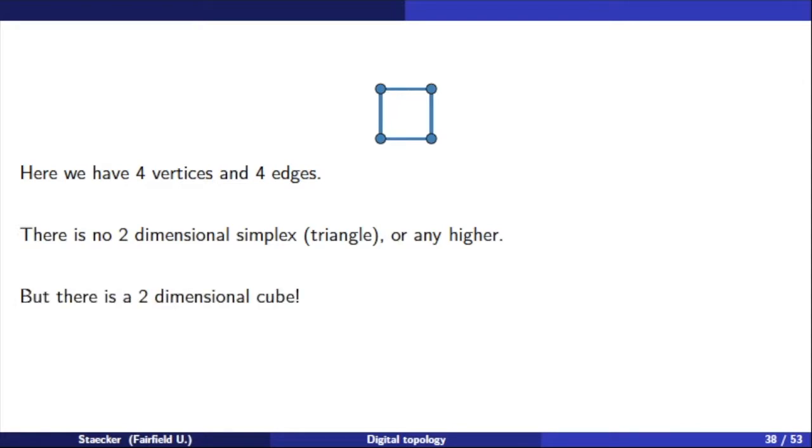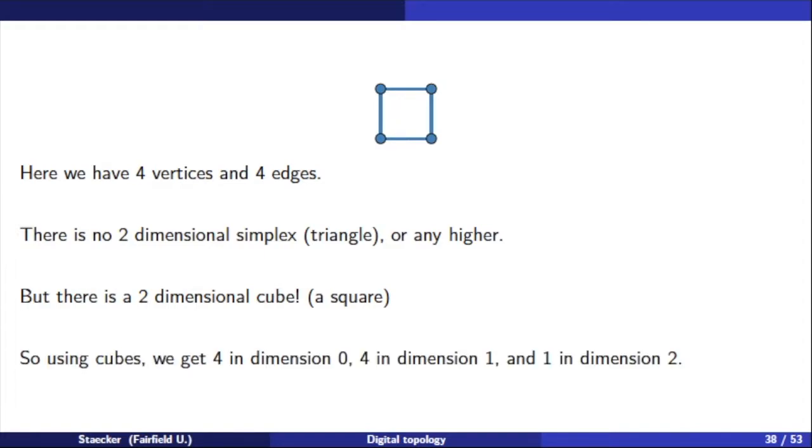So even for this simple example, you should expect there's a difference between the simplicial and the cubical. They behave differently. Right? A 2-dimensional cube is a square, which is the whole thing. There is one square, all right? So if we use cubes instead of triangles, we get 4 in dimension 0, 4 points. 4 in dimension 1, that's 4 edges.